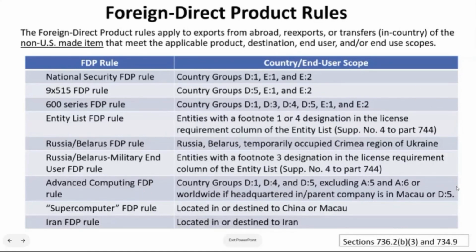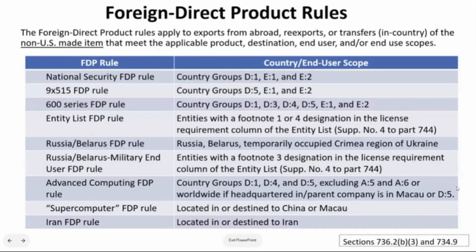Initially, we used to only have the national security FTP rule at the top. And that was it. Now, as time has gone on, the US government has observed that other countries in the world and parties of concern have tried to do things to evade our foreign policy goals. We've created foreign direct product rules to foster US national security and foreign policy interests. In this particular case, we're going to do an example of the third one down, the 600 series foreign direct product rule.